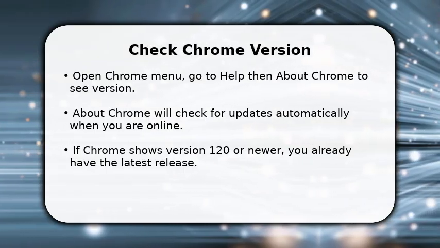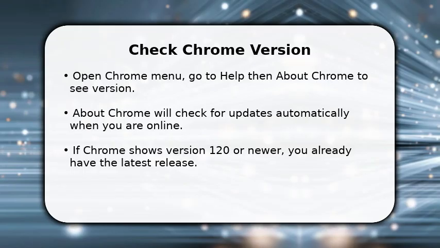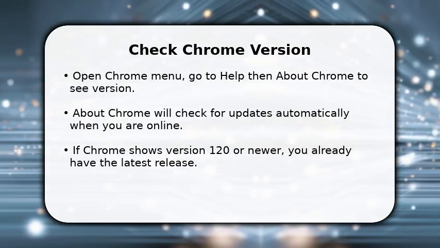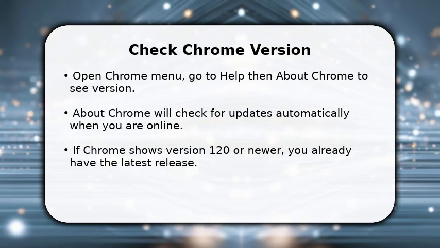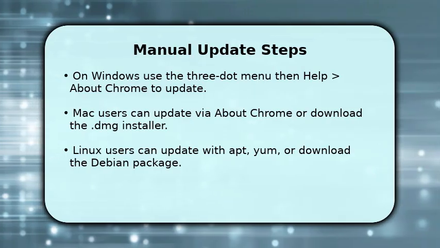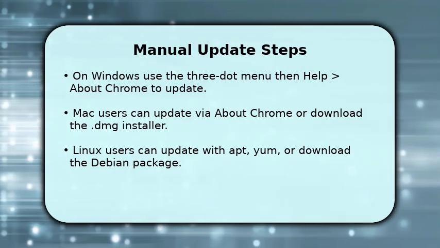Watch the progress bar and wait until downloading reaches completion before relaunching. If Chrome lists version 120 or a newer number, you already have the latest release installed. On Windows, open the menu, navigate to Help, then About Chrome to trigger updates.